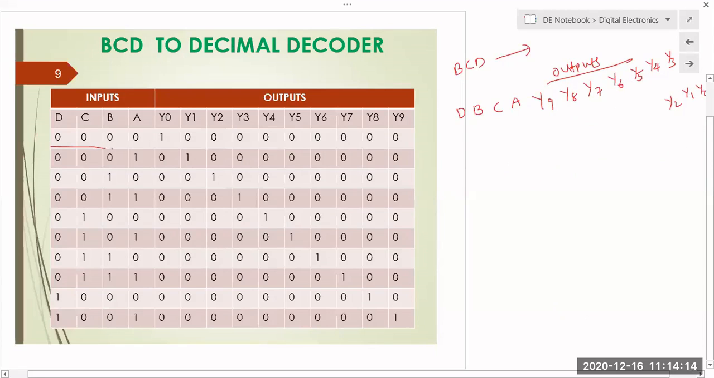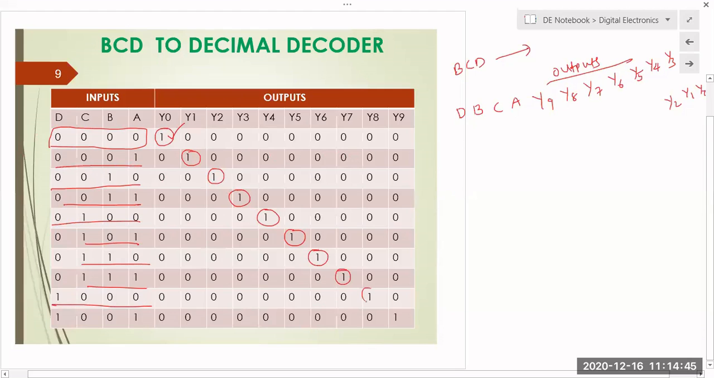Suppose all inputs are zeros. What is the output then? Y0. That is why I put 1 at Y0. For 0001 it is Y1. 0010 is Y2. 0011 is Y3. 0100 is Y4. Then this is Y5, this is Y6, this is Y7. 1000 is Y8, and 1001 is Y9. You can write it in any manner.